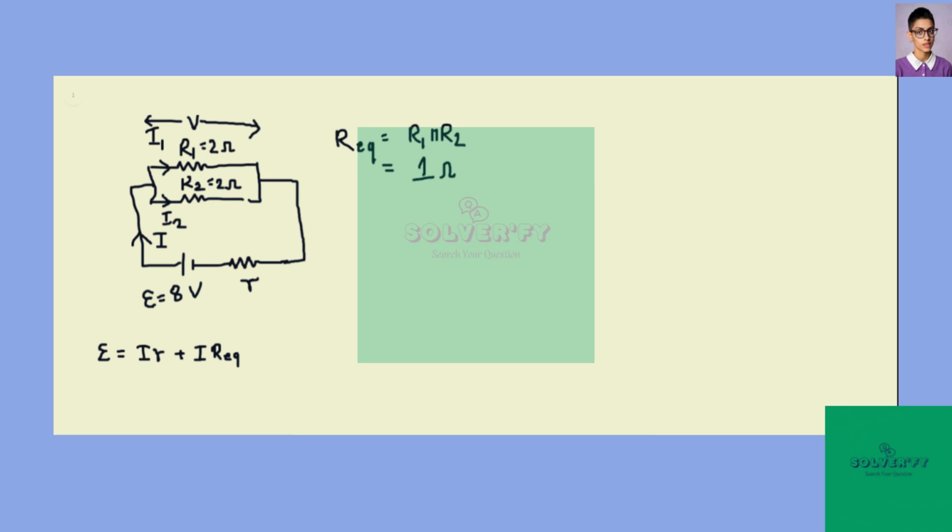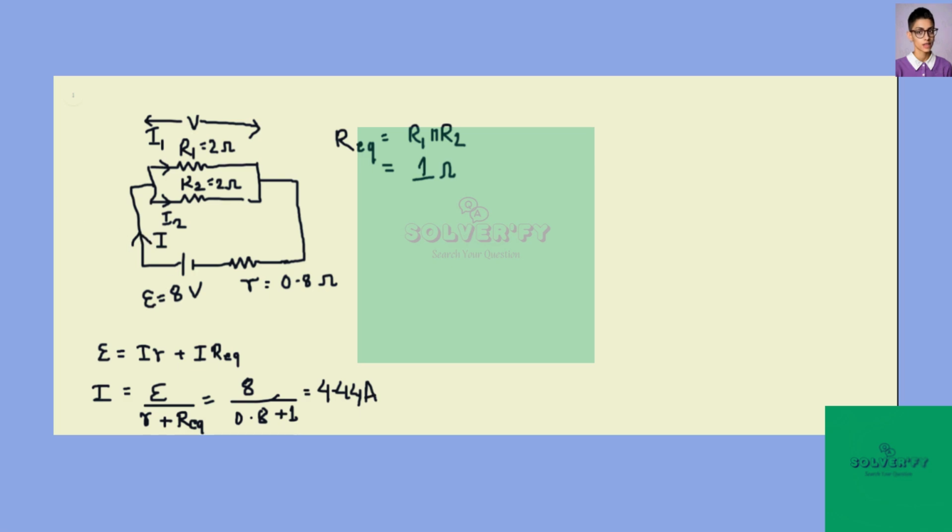Since we need to find out I, the total current flowing through the circuit, I equals EMF upon internal resistance plus equivalent resistance. Now this equals 8 upon, what is small r here? That is given 0.8 ohms. So 0.8 plus equivalent resistance 1 is 1.8. 8 divided by 1.8 gives me 4.44 amperes.